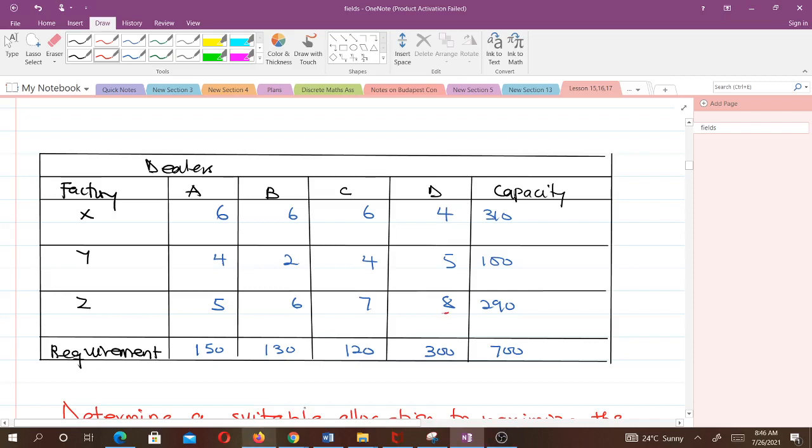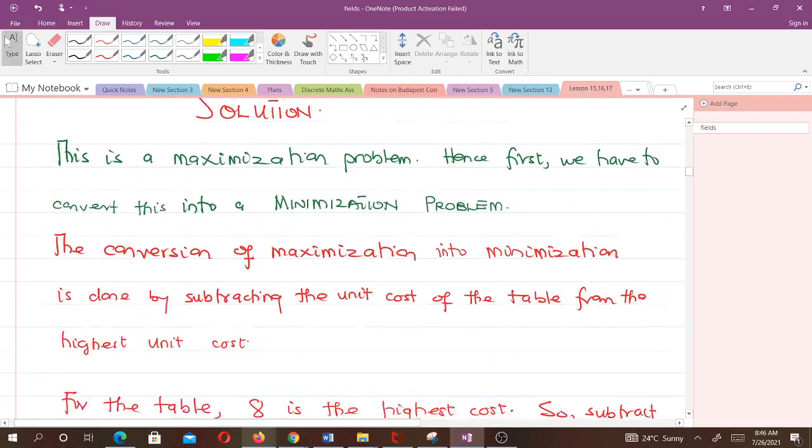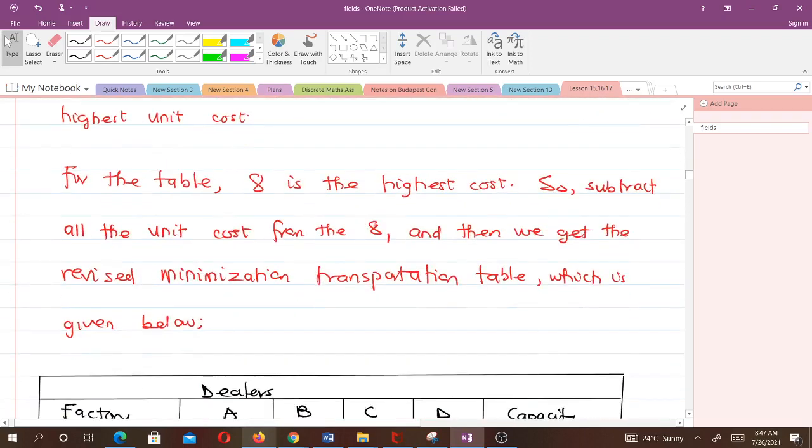So when we are converting this maximization problem into a minimization problem, we will subtract each of the cells from 8. So here, for example, we have 8 minus 6, which is 2. 8 minus 6, 2. 8 minus 4, 4. For all of them. 8 is the highest cost, so we subtract all the unit costs from 8, and then we get the revised minimization transportation table, which is given below.